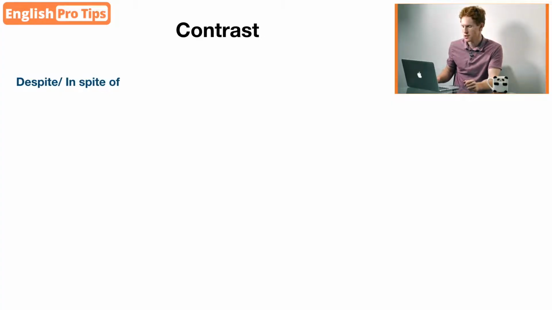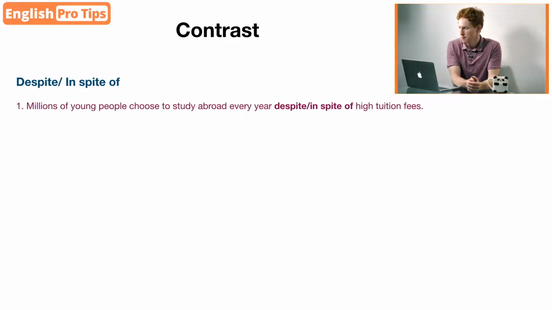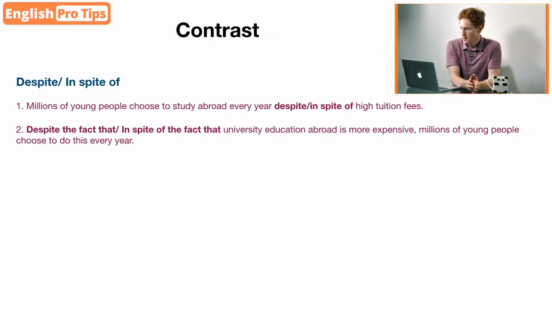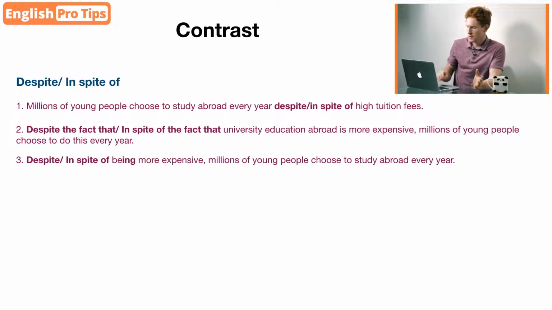What other words are there? Well, despite and in spite of. So, millions of young people choose to study abroad every year despite high tuition fees, or in spite of high tuition fees. Both are acceptable. Despite the fact that, or in spite of the fact that, university education abroad is more expensive, millions of young people choose to do this every year. Now we have a third sentence. Despite or in spite of being more expensive, millions of young people choose to study abroad every year.